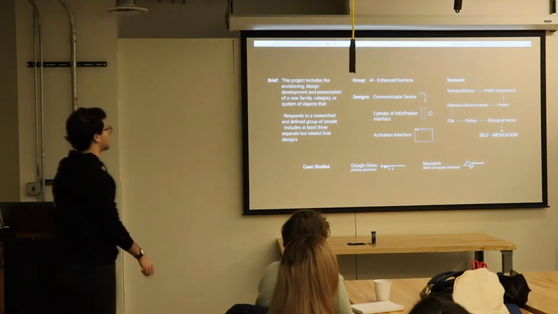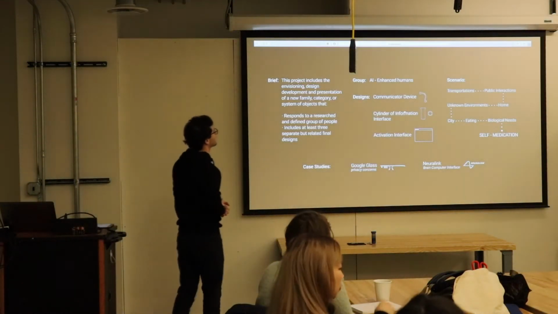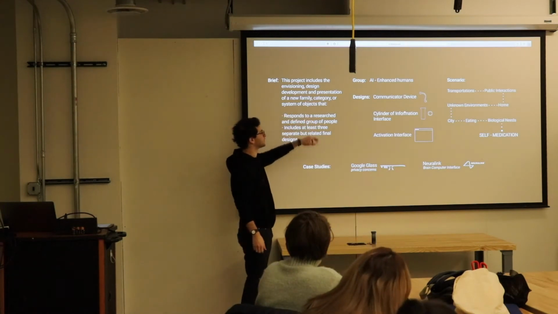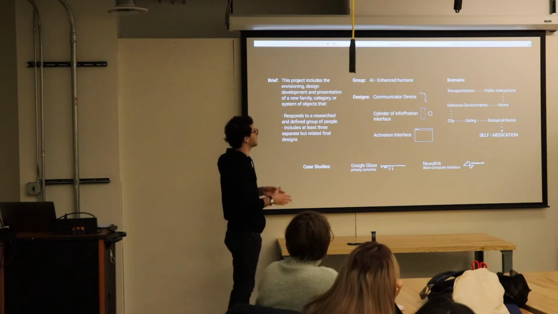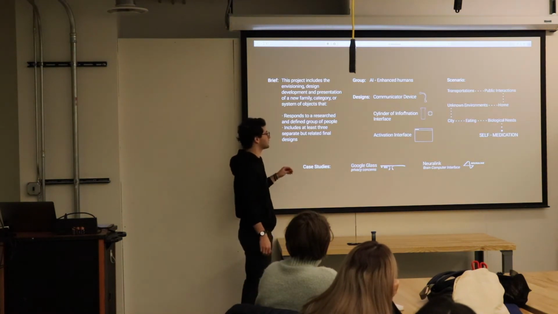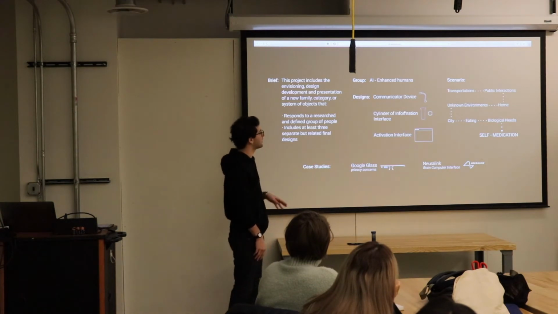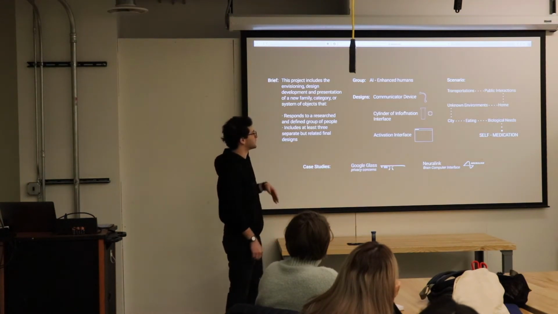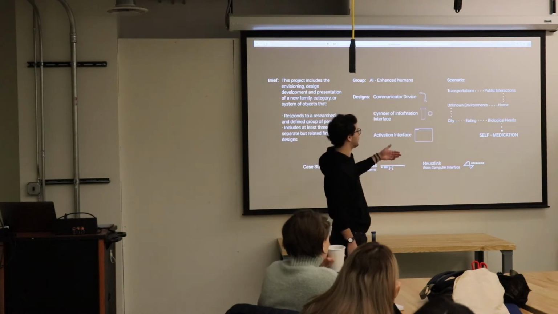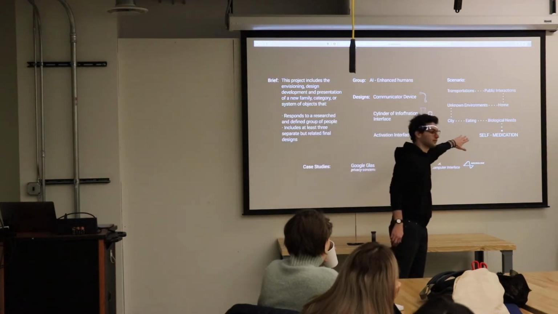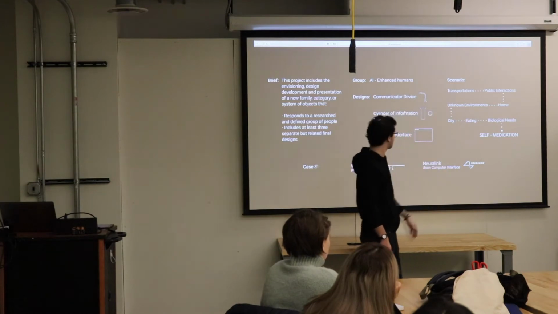Okay. So this is the project in a few words. My group, AI and S, the designs, and we will look at each one of those in this order. The communicator device, the cylinder of information, and the activation of the scenarios: the list of scenarios that I could choose from, and the scenario that I narrowed down in some application.